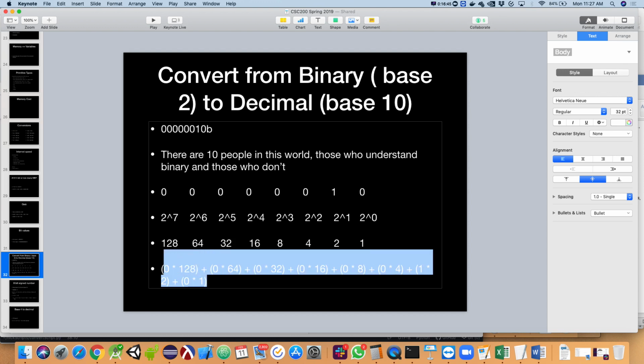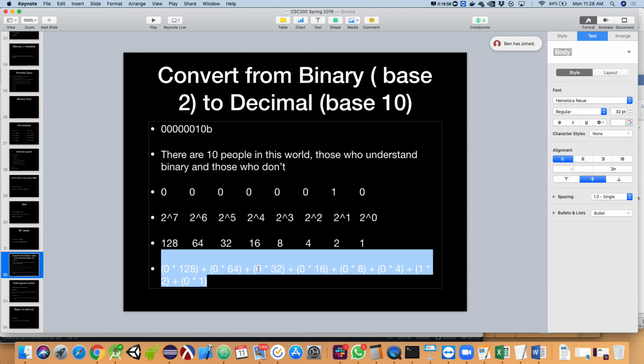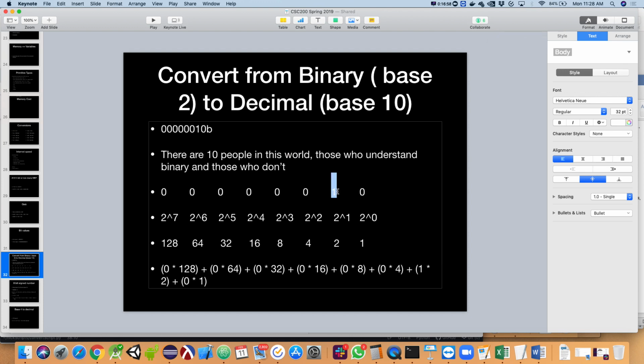I think we could do that math in our head, but just since we had it out there, that's the number 2. That make sense? Wait, so why did you change it to 1 times 2 at one point? Because this guy here is a 1, there's a 1 there, and this is a 0. So it's 0 times 128 plus 0 times 64 plus 0 times 32 plus 0 times 16. Really, we wasted our time any place we had a 0 here, so we really could have omitted a lot of these things.